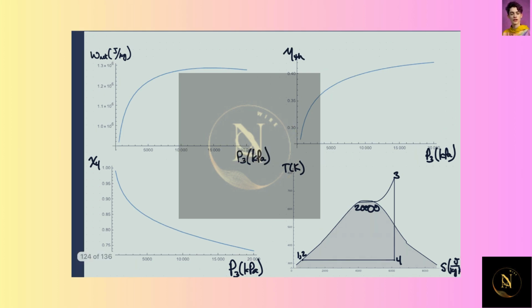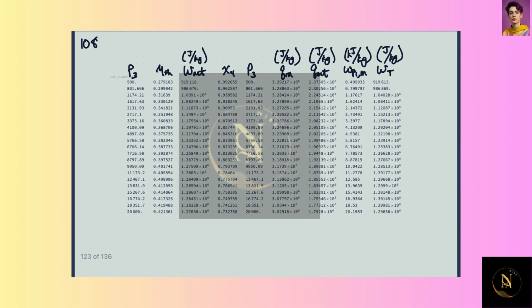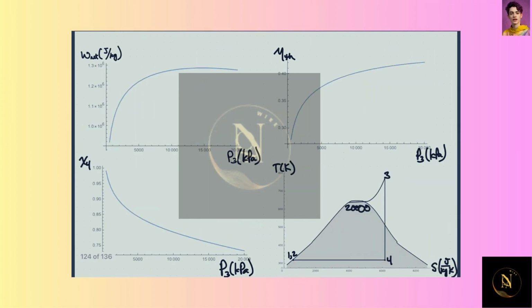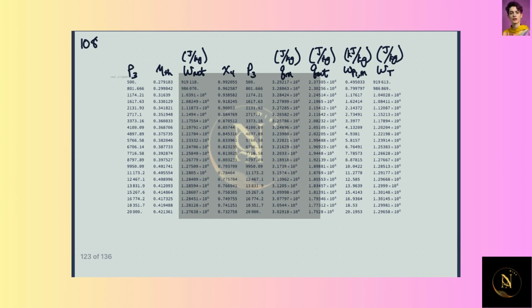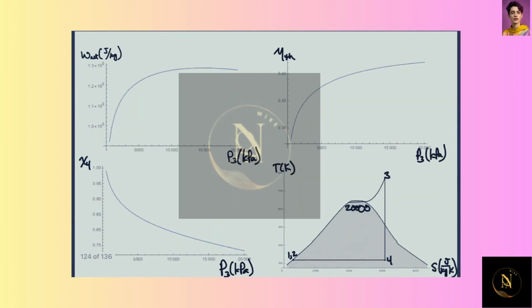If we look at the net work out here, we can see it's very flat through this region. It goes up quite a bit, but then gets very flat. We actually do have a maximum right around here, about 15 megapascals. But once we get past 10, it doesn't change much at all.